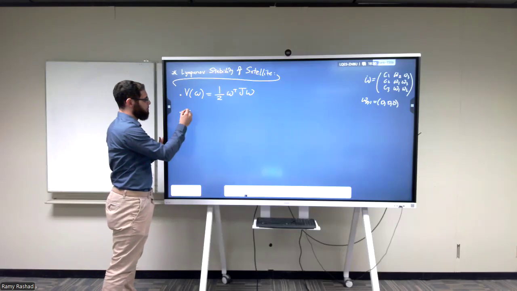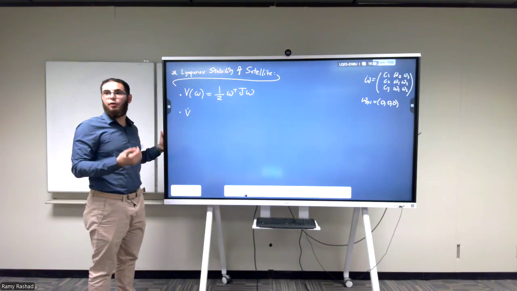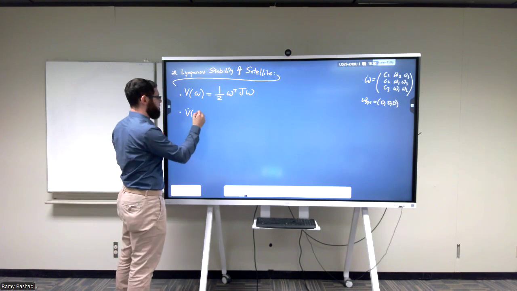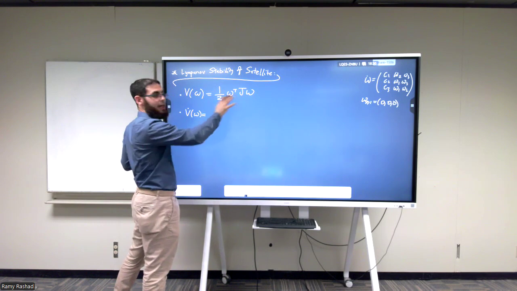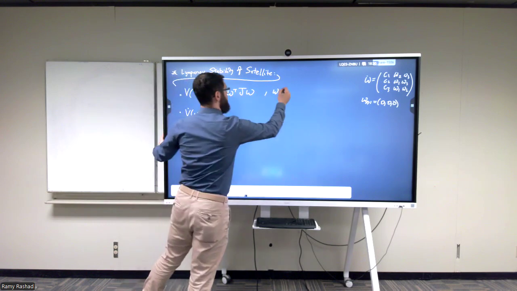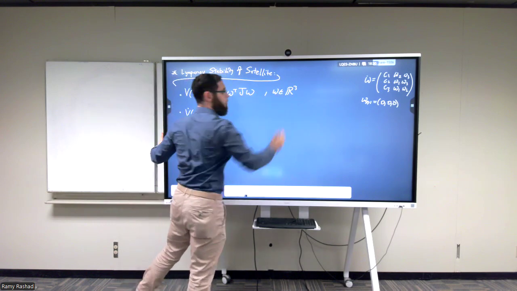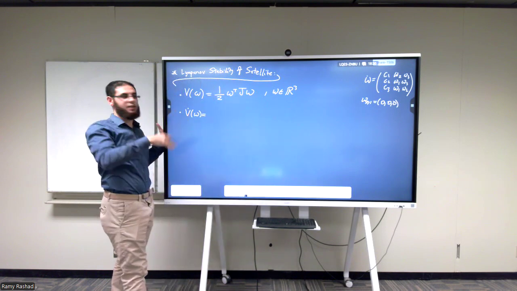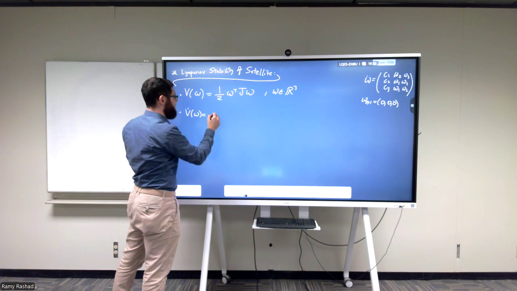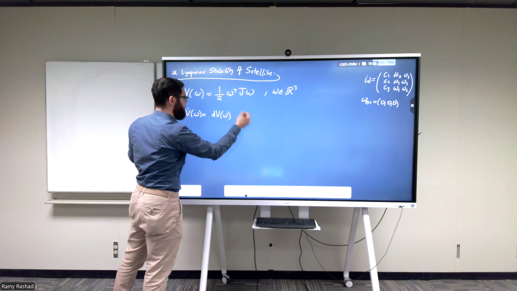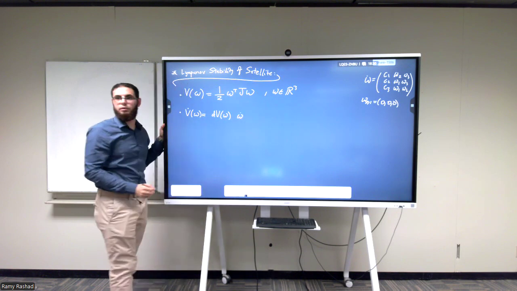What about the V dot? How do you calculate it? The V dot is another function of omega. In this case, omega is in R3. So we're not going to look at this Lie derivative stuff, but it's equivalent to it. So we have that this is dV as a function of omega multiplied by omega dot.